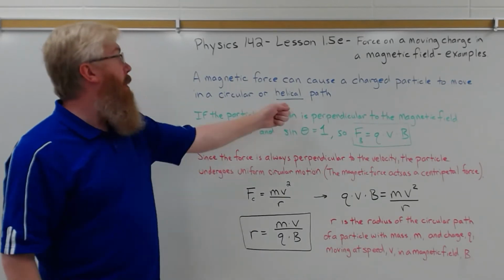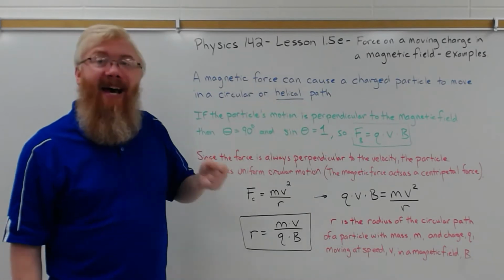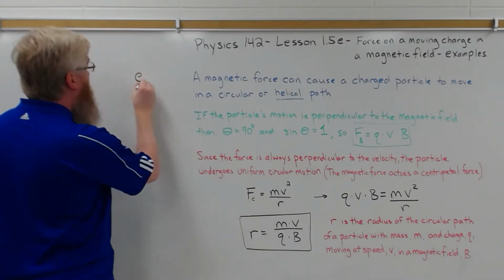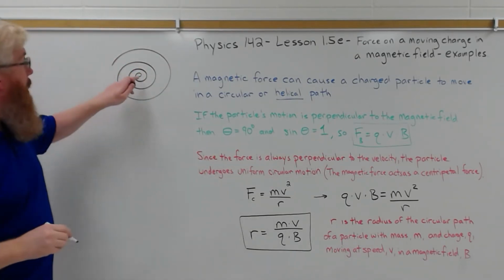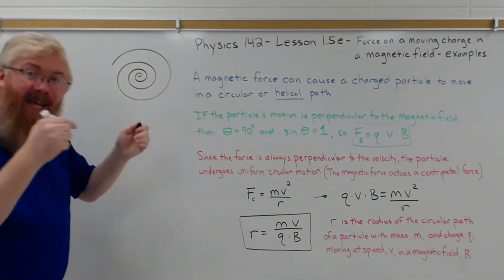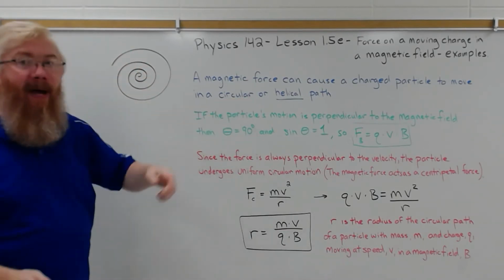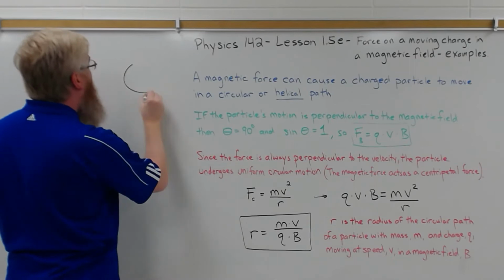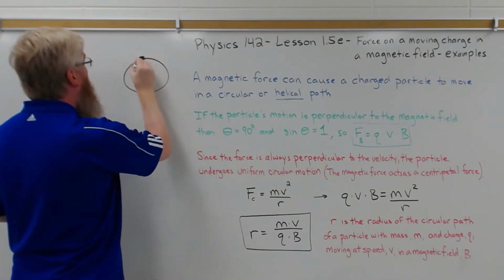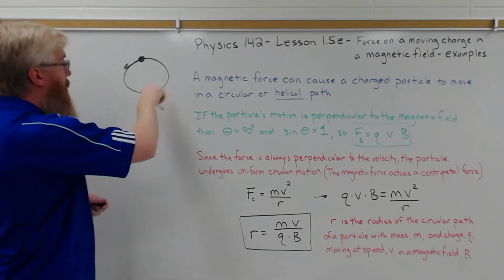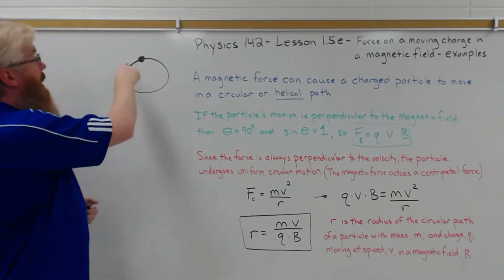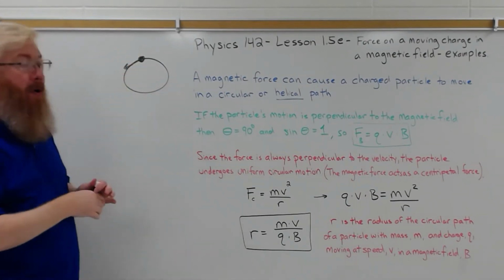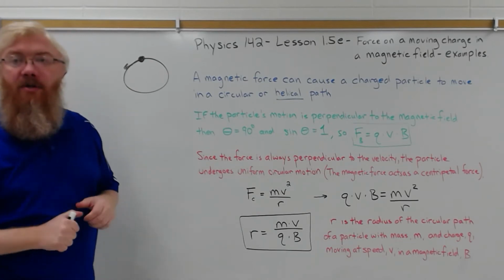Now, your book uses the word spiral here. That is not accurate. I don't know why they do that. A spiral is this, where an object moves out or moves in, spiraling inward or outward. A helical path is constant in radius. So a particle will move along in a circle, right? For a helical path, the circle stays the same. It's just that the particle either spins out at you or spins into the board. It still stays at the same circular radius.